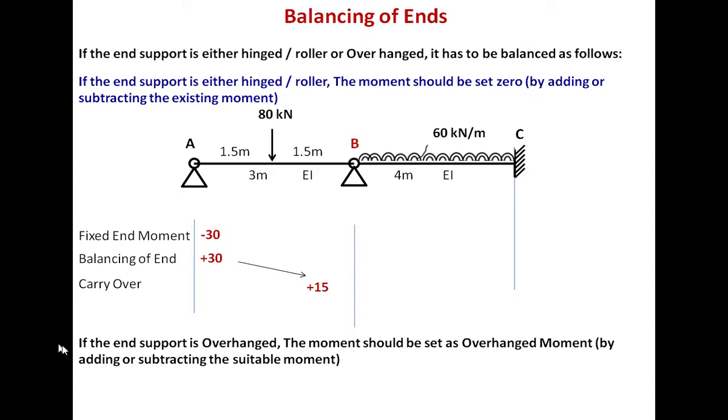If the end support is an overhang, the moment should be set as the overhang moment. If it is a hinge or roller, it has to be set as 0, whereas if it is overhang, its moment should be set as overhang moment.